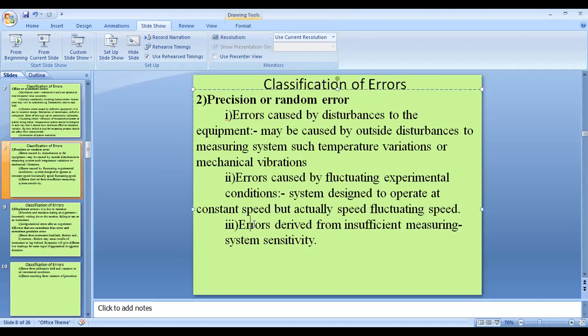Then precision error is also caused by insufficient measurement system sensitivity. So it is not sensitive enough to measure your readings. All these cause precision, or we can say random, error.